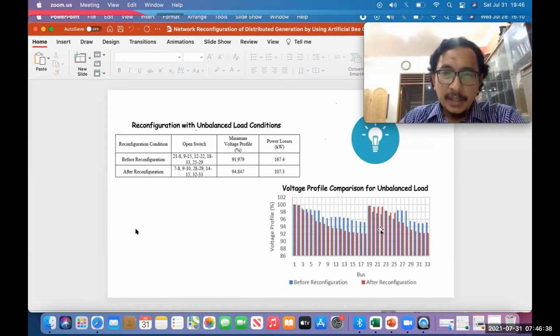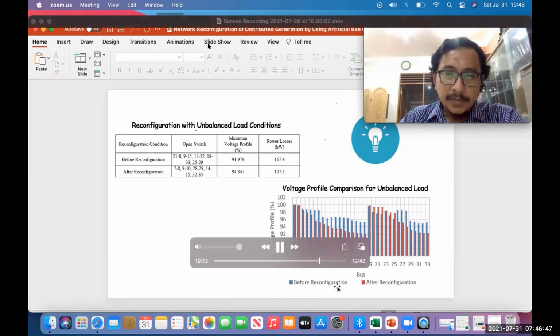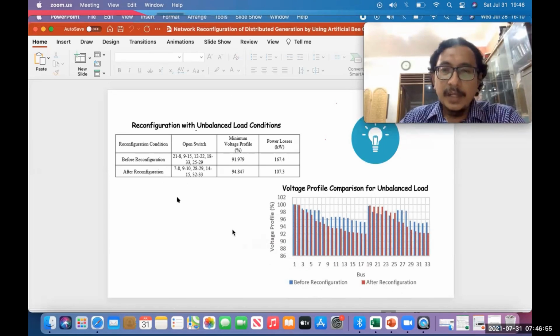And this is the graph for the voltage profile comparison for unbalanced loads. The blue line is before reconfiguration, and the red line is after reconfiguration. This is about the voltage profile.